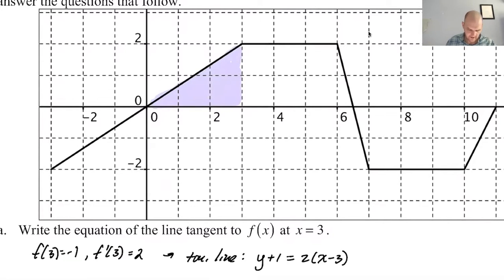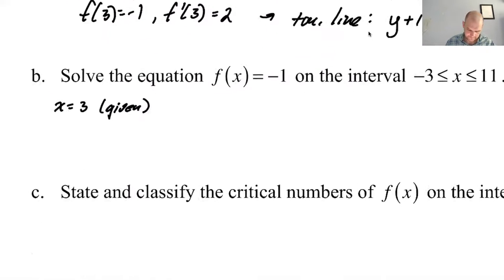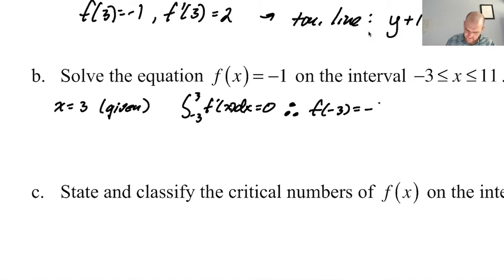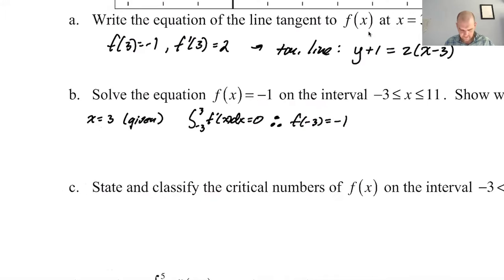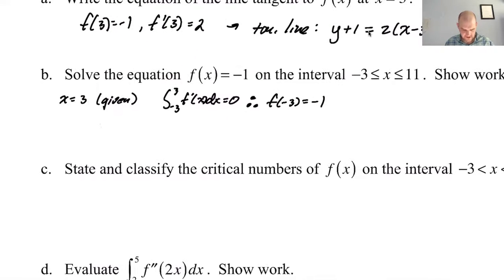That has an area of 3. This is on the opposite side of the x-axis and also has an area of 3. So these are going to cancel. So I'm going to say that the integral from -3 to 3 of f prime of x equals 0, because it is. Therefore, f of -3 is also -1. So that's another place, so x equals -3.